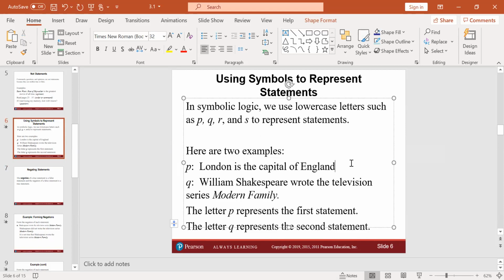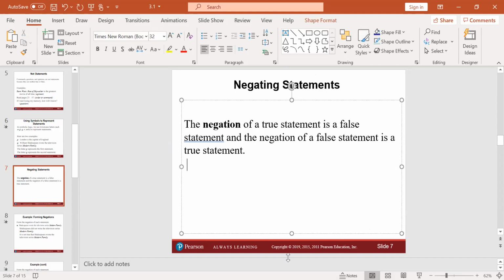And I mean exactly the opposite, nothing left on the table. If Q is the statement, William Shakespeare wrote the television series Modern Family, which is false, then not Q, the negation of Q, would be William Shakespeare did not write the television series Modern Family. You just got to change the verbiage a little bit, the conjugation of your verbs. And so suddenly that becomes a true statement because it started off false. So negation is nothing more than taking the opposite stance of the original statement. That's all it is.